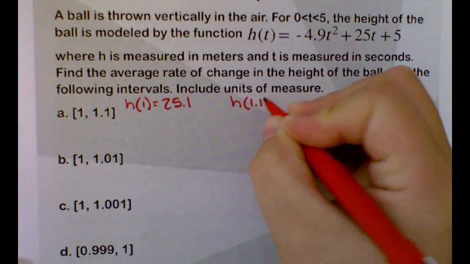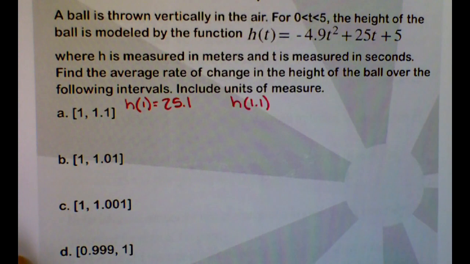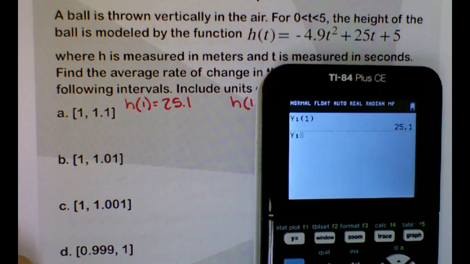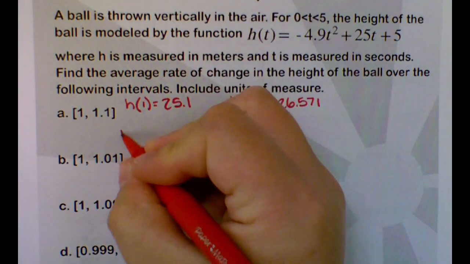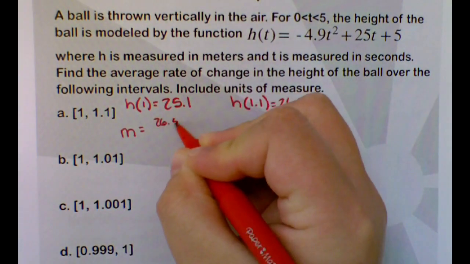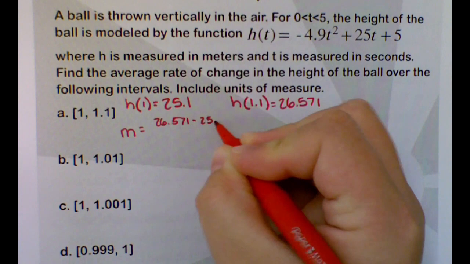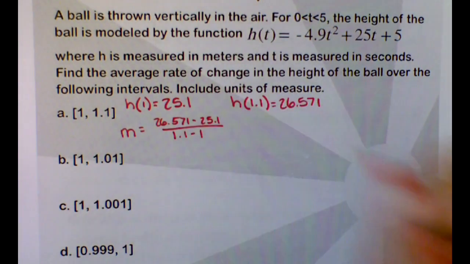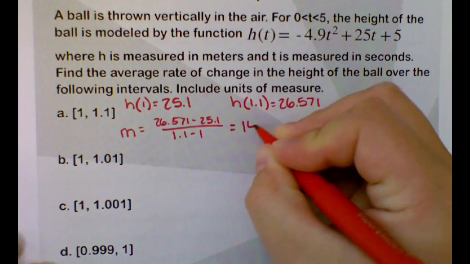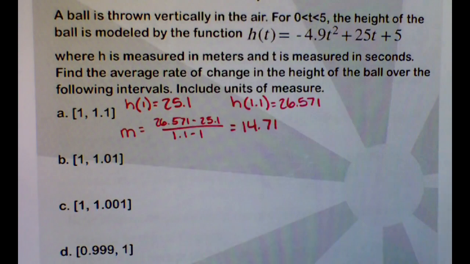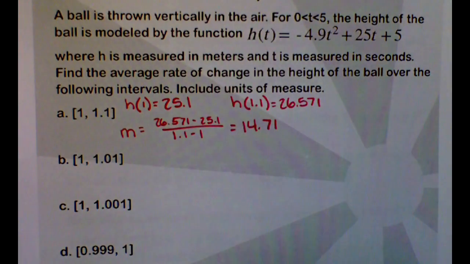H of 1.1, I do the same exact thing. Alpha trace, y1, and then 1.1. I don't have to re-enter the function because it's saved as y1. I get 26.571. So my average rate of change is 26.571 minus 25.1 over 1.1 minus 1. I get an average rate of change of 14.71. Then I do the same thing on my other intervals.